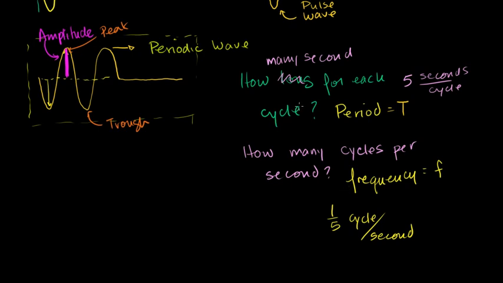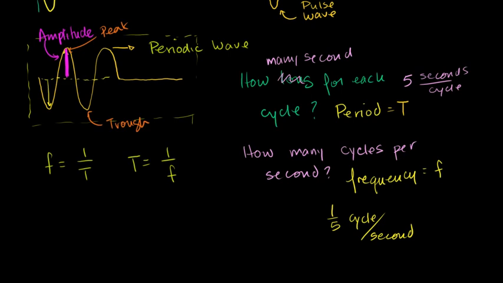This is how many seconds per cycle. How long does one up, down, back again take? And this is how many up, down, back agains are there in a second. So they're inverses of each other. So we could say that frequency is equal to 1 over the period, or you could say that period is equal to 1 over the frequency.